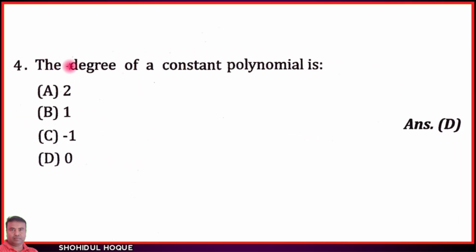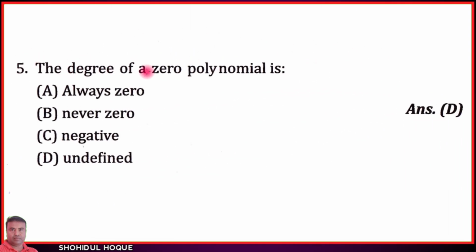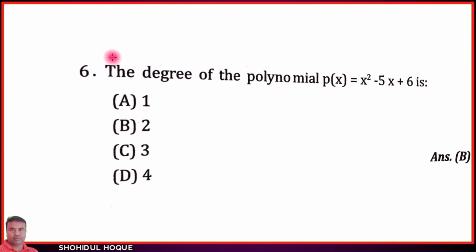Next, question number 4. The degree of a constant polynomial is option A 2, option B 1, option C minus 1, option D 0. Correct option D, 0. Next, question number 5. The degree of a zero polynomial is option A always 0, option B never 0, option C negative, option D undefined. Correct option D, undefined.